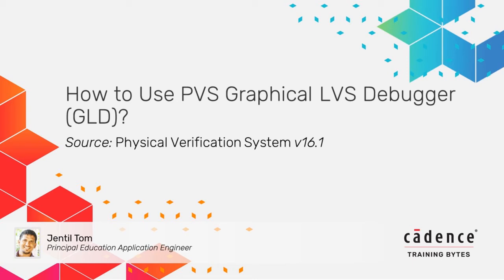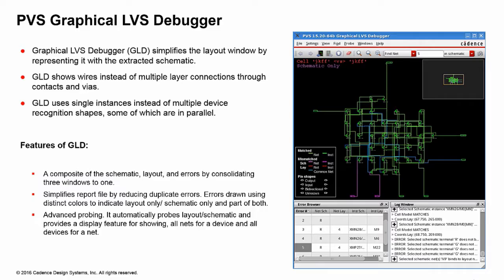How to use PVS Graphical LVS Debugger. Graphical LVS Debugger is a powerful tool in PVS to debug PVS LVS violations. Graphical LVS Debugger, also known as GLD, simplifies the layout window by representing it with an extracted schematic.